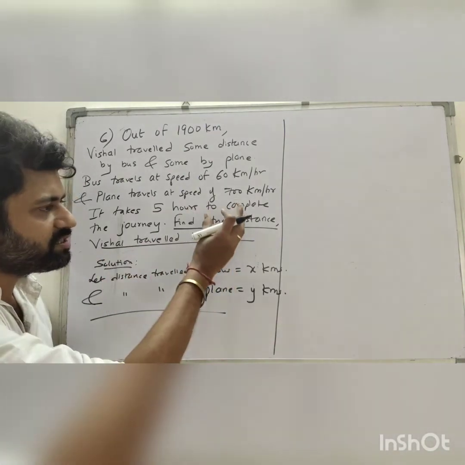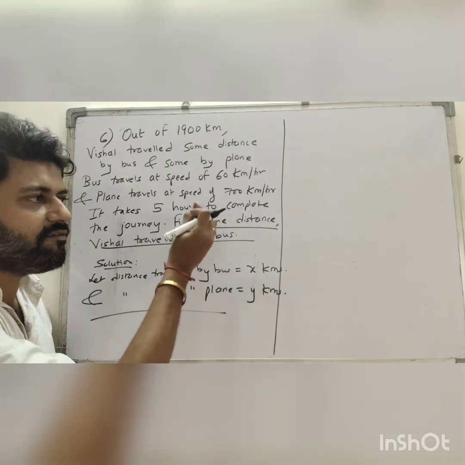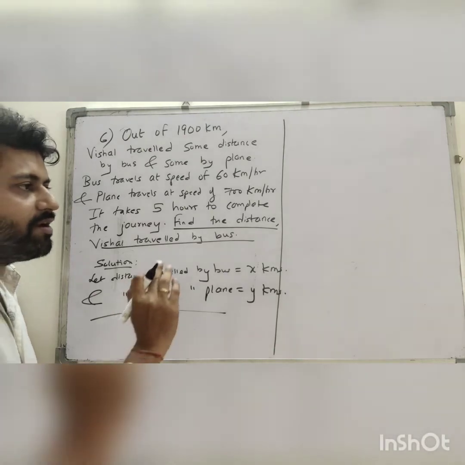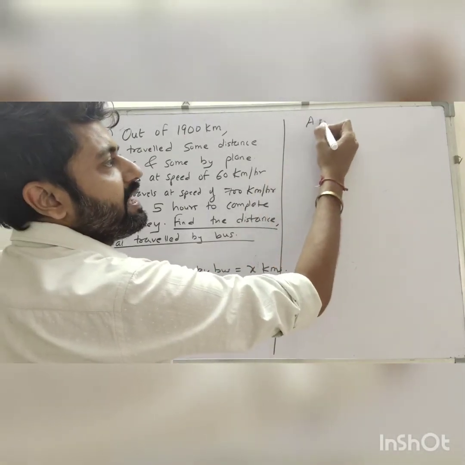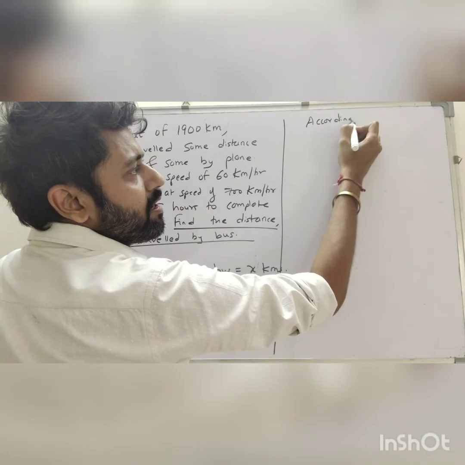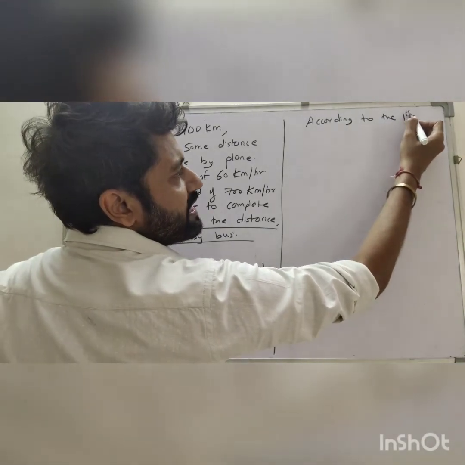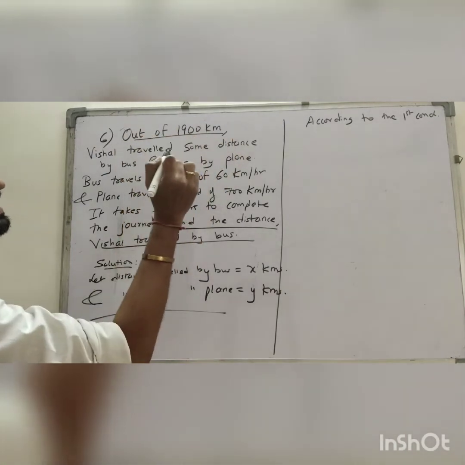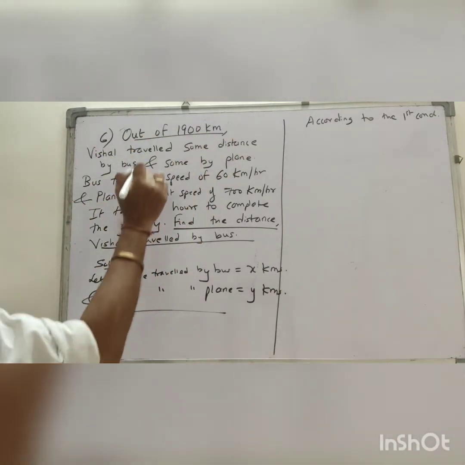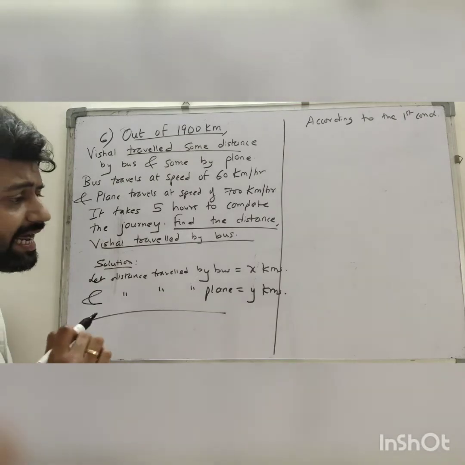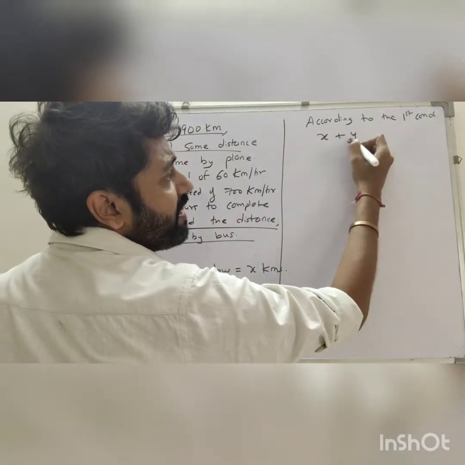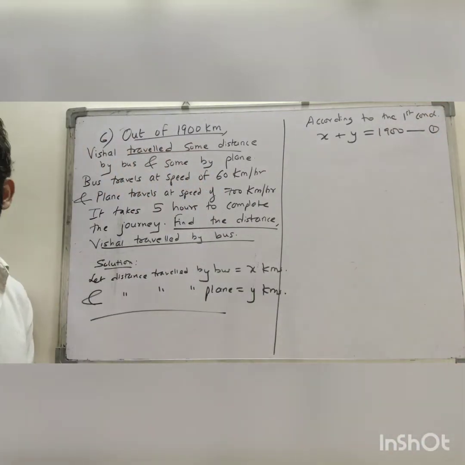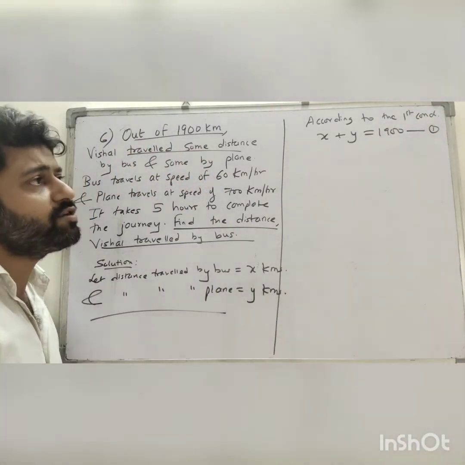Nothing much. I have just assumed my variables from the question what they have asked and nothing else. With these two variables we form equations. According to the first condition, total distance is 1900 km. We shall travel total 1900 kilometers, that is x plus y is equal to 1900 kilometers. This is your first equation.